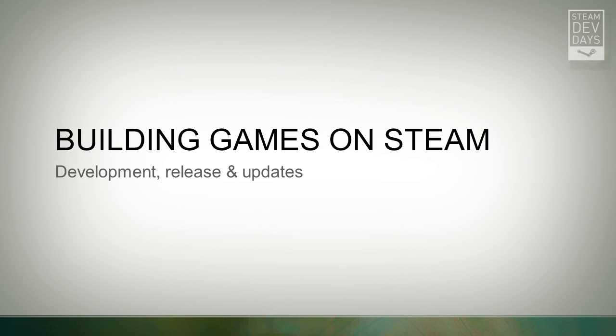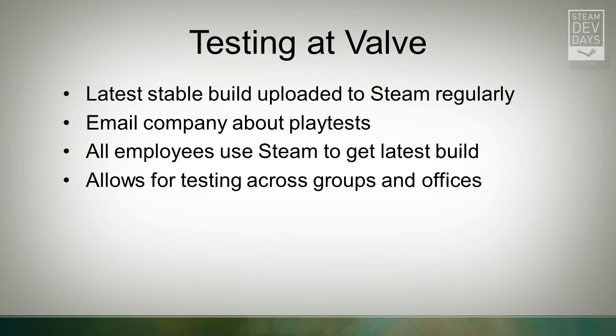So I wanted to spend some time talking about how you build a game with Steam, and then the process from development all the way through release. All right, so at Valve, we really rely on Steam during the development process. So the standard procedure for a game is once we've started work on a game, we'll take the content for that game and we'll upload it to Steam.